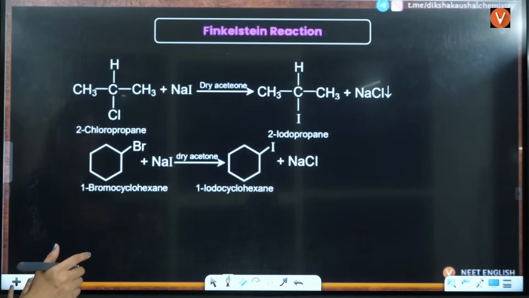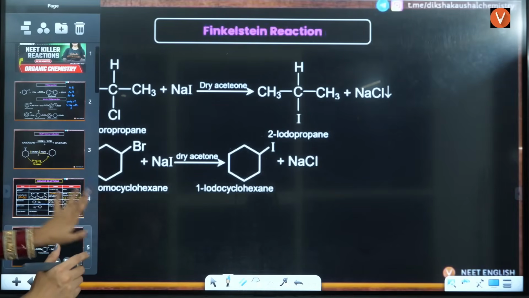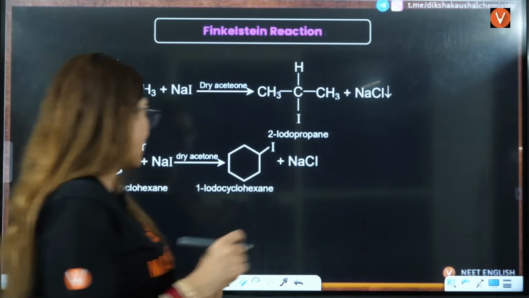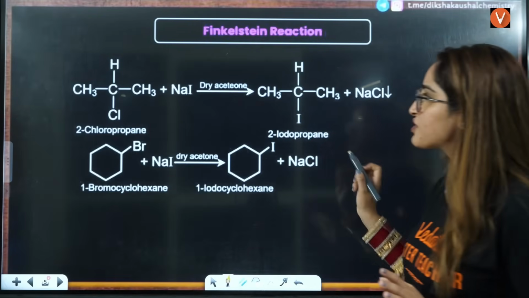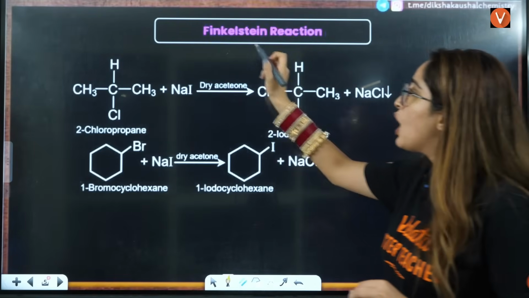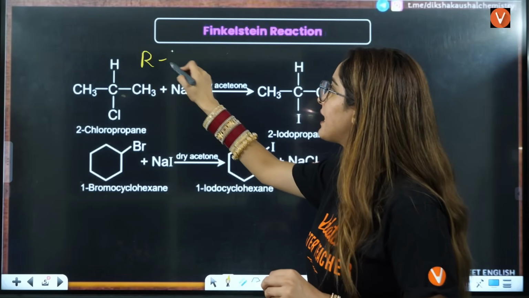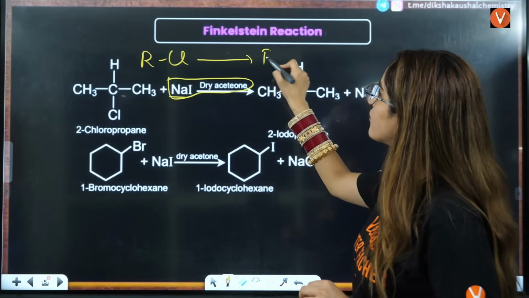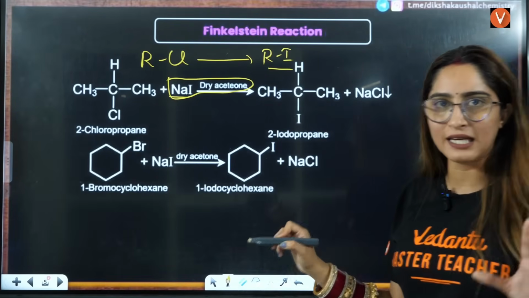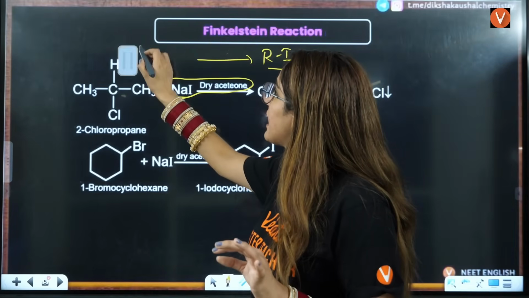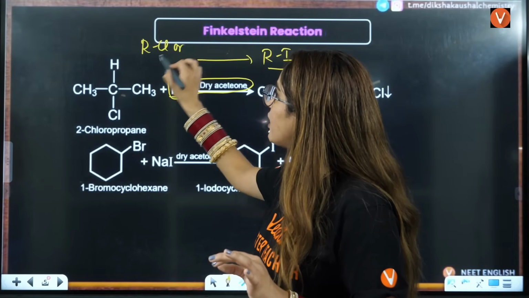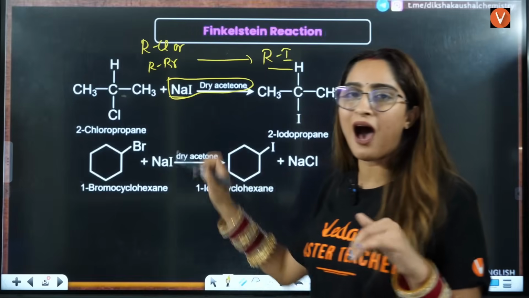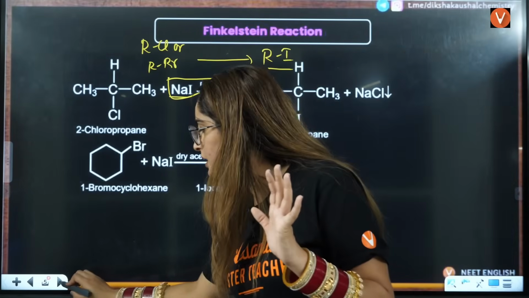Next we have Finkelstein. Let us start with the halogen exchange reactions. Finkelstein and Swarts reaction. In the Finkelstein reaction, you have RCl, which in the presence of NaI and dry acetone is converted to RI directly. But the condition is, either you can have RCl or you can have RBr. RI or RF is not possible.